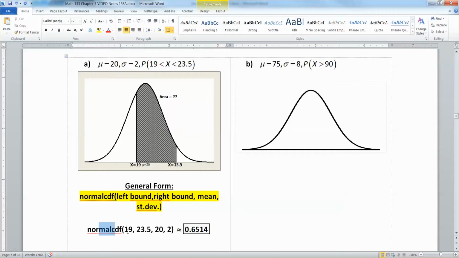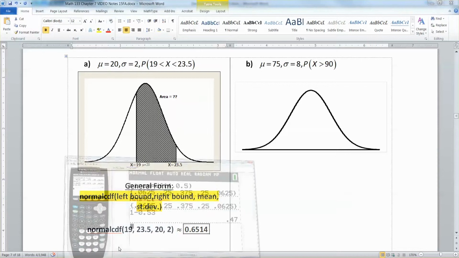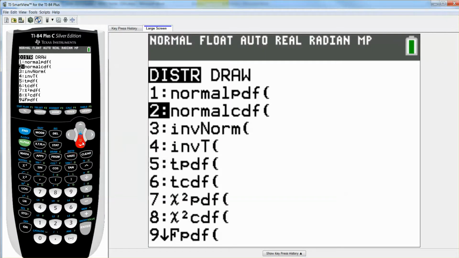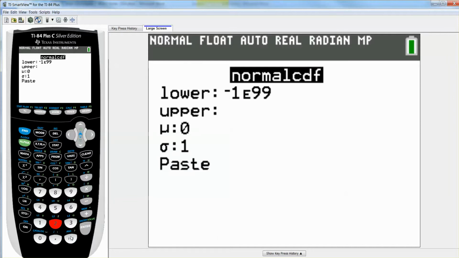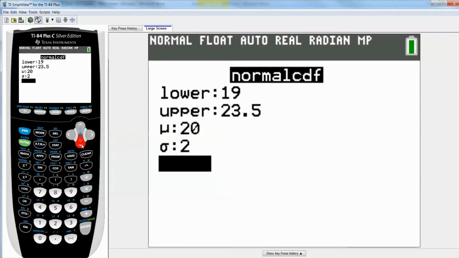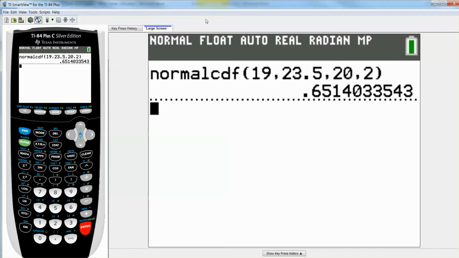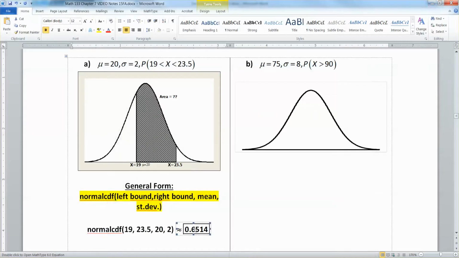Then you have to state this calculator entry fully, and then let me show you how I get it. So I go to second distribution, and we will always use normal CDF. We will never use normal PDF. Normal PDF is not used for this course. So I'm going to grab number 2, normal CDF. The lower bound was 19. The upper bound was 23.5. The mean was 20. The standard deviation was 2. So I go down to paste and press enter, and it pastes it in. You have to press enter again to get 0.6514, which is what I said it was. So that's the answer.